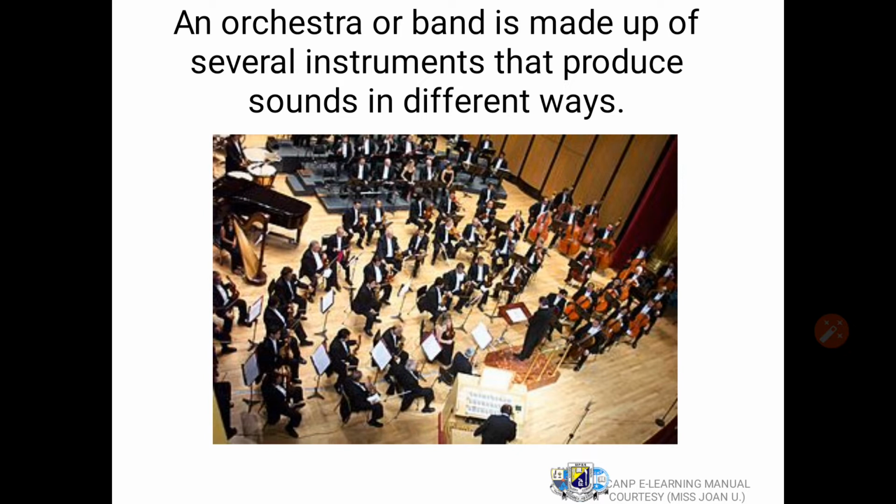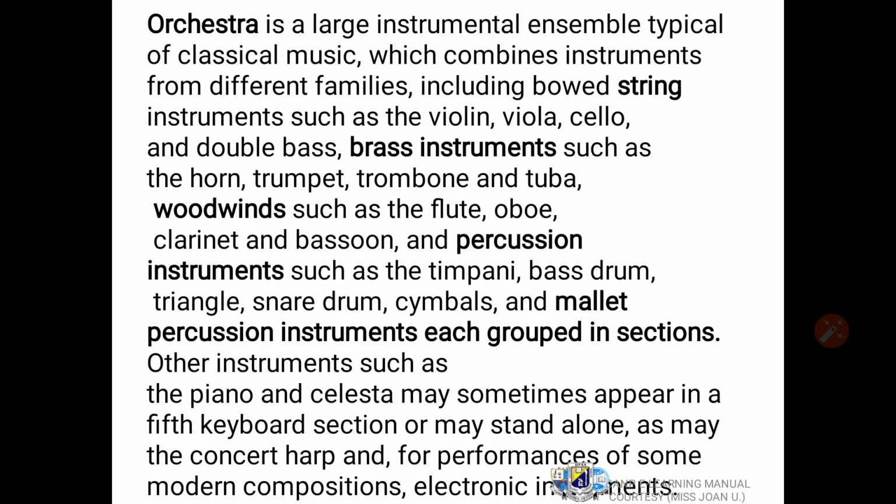Now in your music, they have taught you different kinds of music. They have told you about pop music, jazz music, and other kinds of music. So we want to look more at the orchestra. An orchestra is a large ensemble typical of classical music, which combines instruments from different families, including the bowed string instruments, which include the violin, the viola, and the cello. We have the double bass as well.